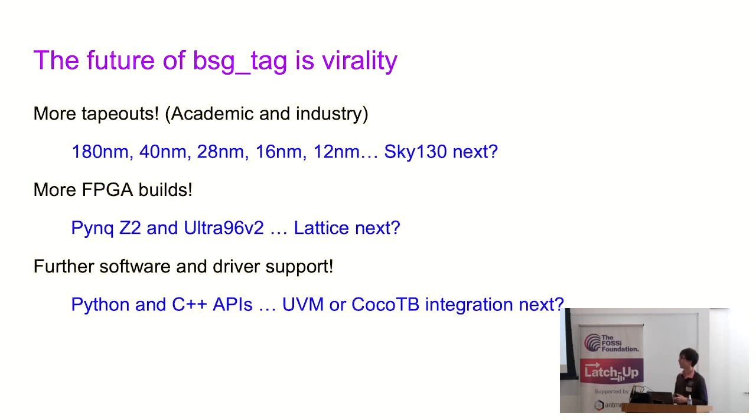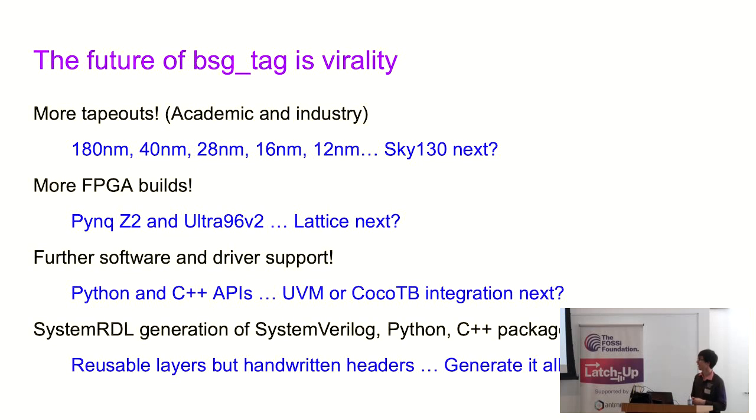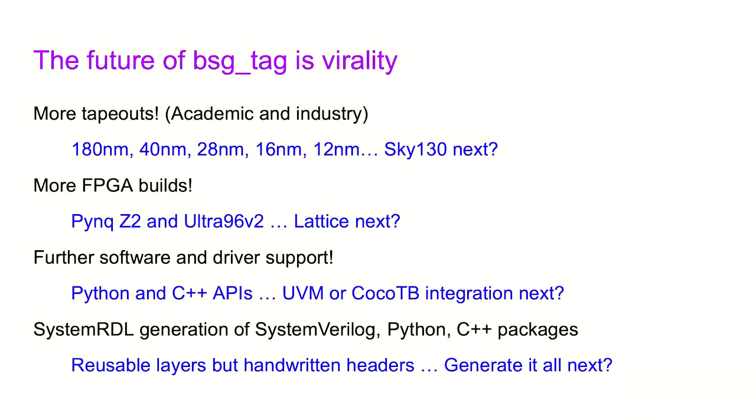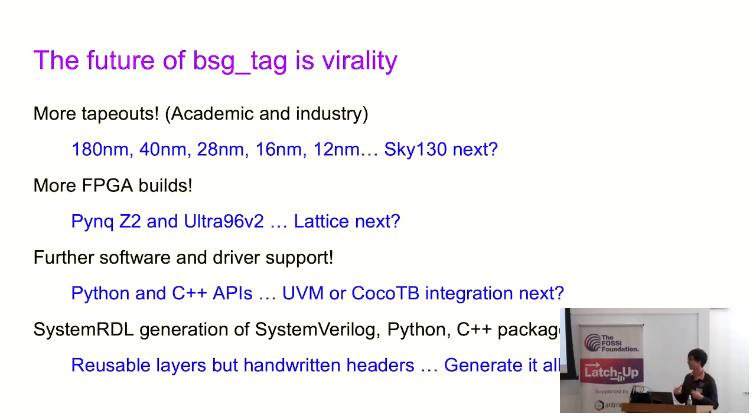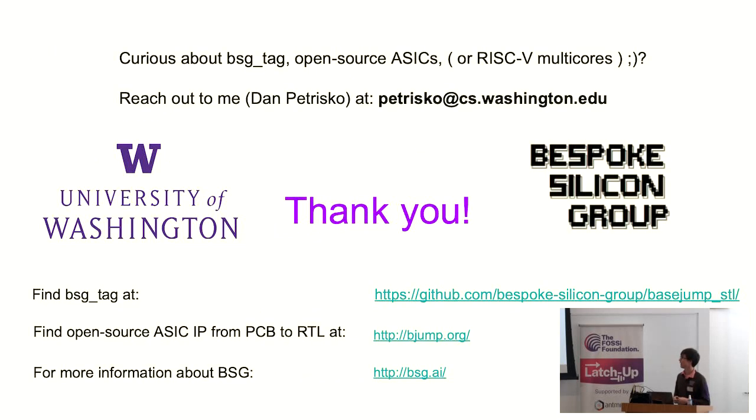Software and driver support: we have Python and C++ APIs. We'd love UVM and cocotb integration for native buses. And those header files for defining the registers are generally handwritten, but we'd love to generate them using something like SystemRDL. And yeah, so that's it. I can talk about BSG tag and open source ASICs. I do RISC-V multi-cores, so I'd love to connect with anyone at Latch-Up who'd like to talk to me.